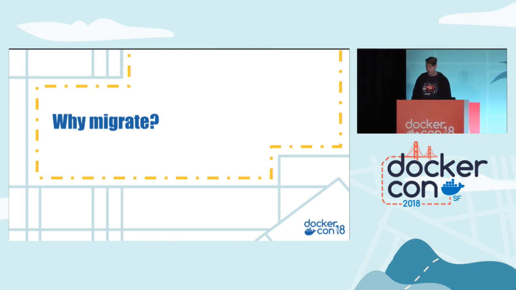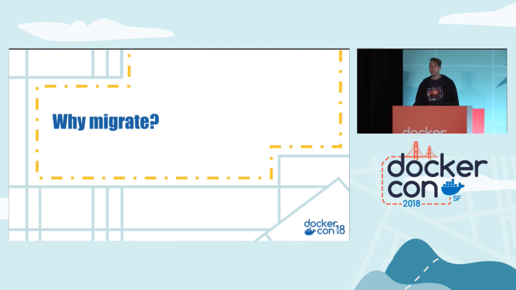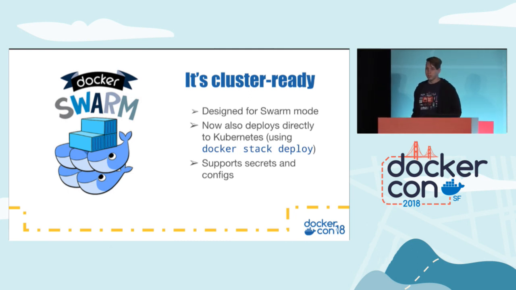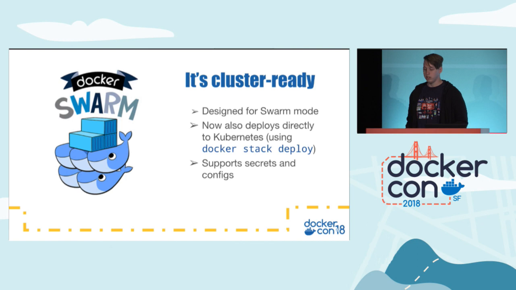So let's start with why do you want to migrate? I think it boils down to 2 reasons. The first reason is v3 is cluster ready. It's been designed to work with swarm mode originally. Now, if you have Docker Desktop or Docker Enterprise Edition, it also allows you to deploy on Kubernetes with Docker Stack Deploy.